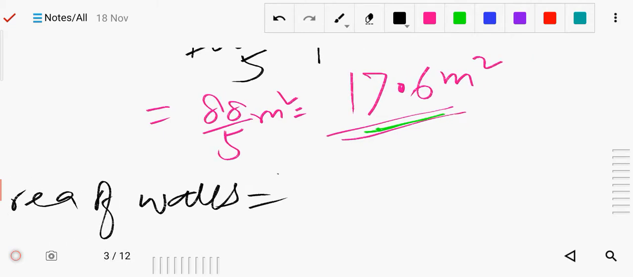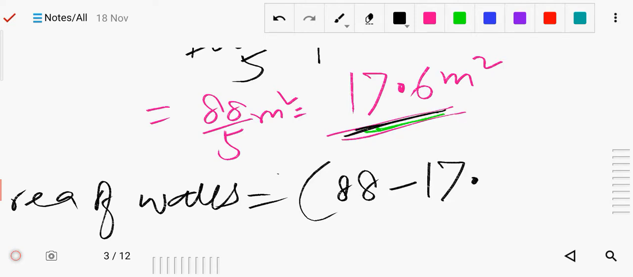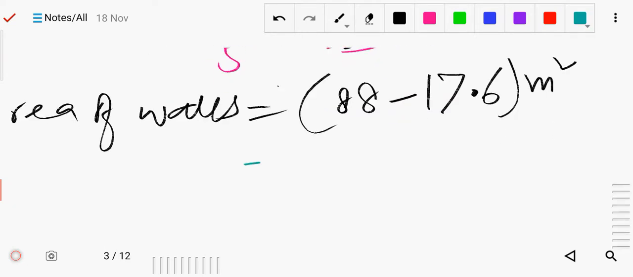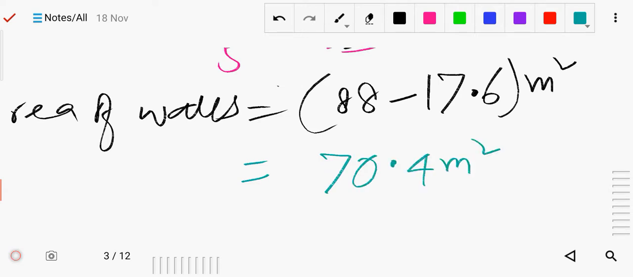What is the total area earlier? Four wall 88, and now this is the area of door and window. So this will be subtracted here. Now we can subtract these two, so it will be 70.4 meter square. So this is the area of walls, the area of walls where there is no window and door.